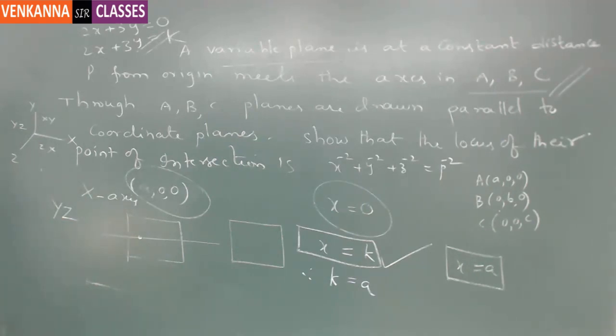So you obtained two relations, that x is equal to k and k is equal to a, combining which you will get x equal to a. Fine. Is the objective clear to all?